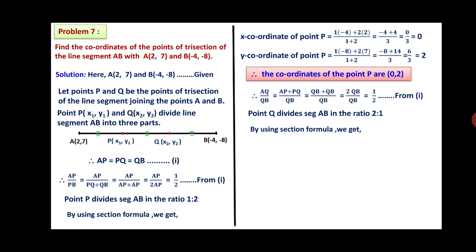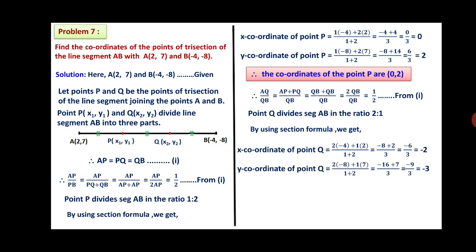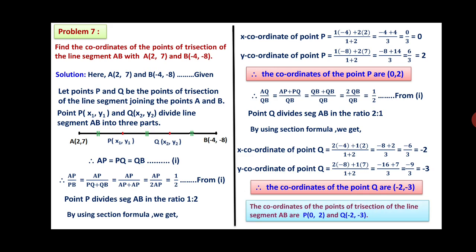By using section formula, we get that the x coordinate of point Q is equal to 2 into bracket minus 4 plus 1 into 2 upon 1 plus 2, which is equal to minus 8 plus 2 upon 3. So minus 6 upon 3, that is minus 2. The y coordinate of point Q is equal to 2 into bracket minus 8 plus 1 into bracket 7 upon 1 plus 2, which would be minus 16 plus 7 upon 3, which will be minus 9 upon 3, which is minus 3. So friends, the coordinates of point Q are minus 2 and minus 3.